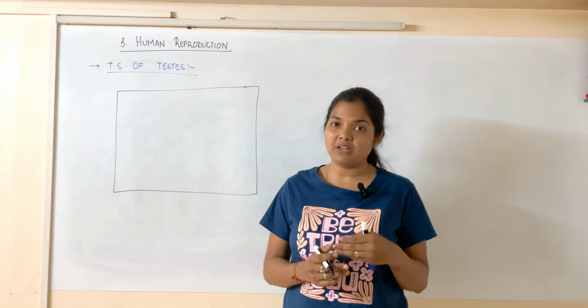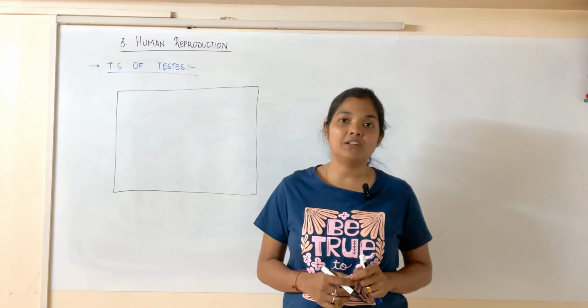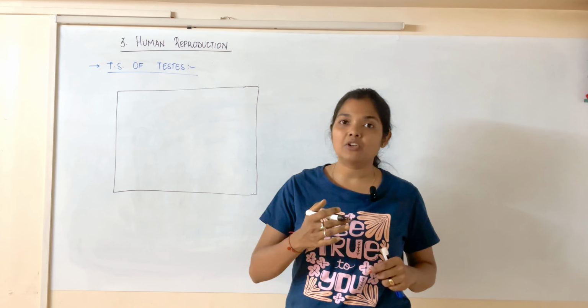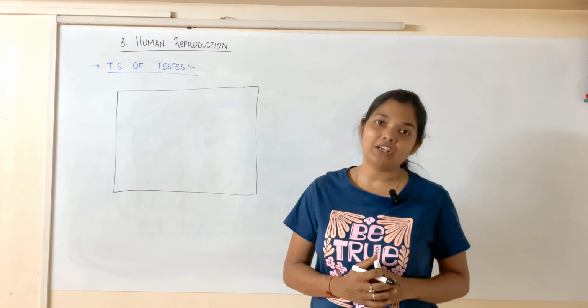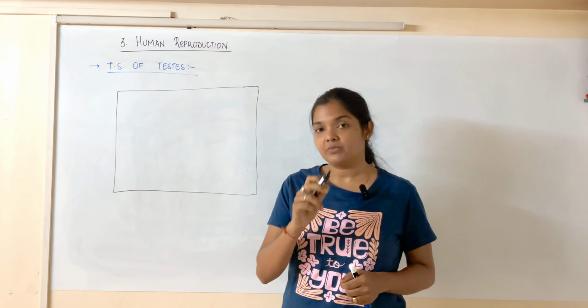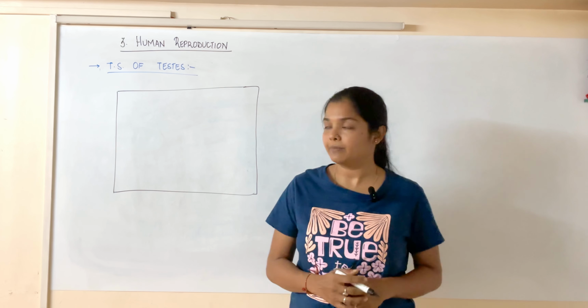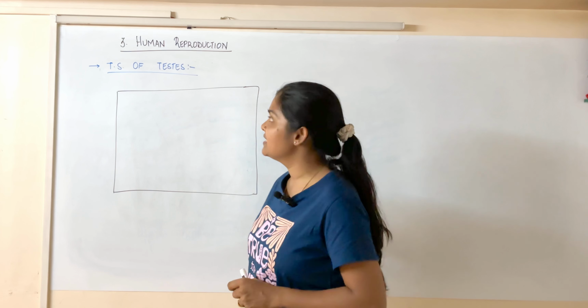But remember, the process of gamete formation includes mainly the meiotic division. Firstly, they'll undergo mitosis, then a growth phase, and ultimately meiotic division, which is required for reducing the number, that is, diploid number to haploid. This is very important. It helps in restoring the number of chromosomes in the zygote.